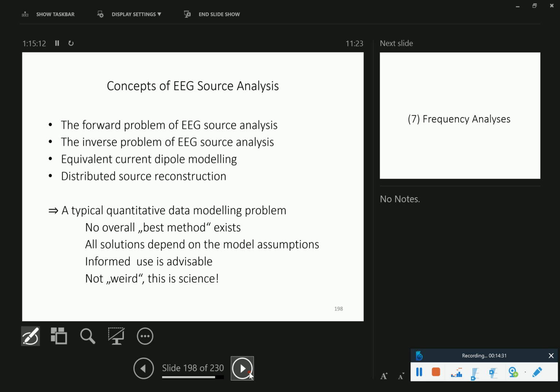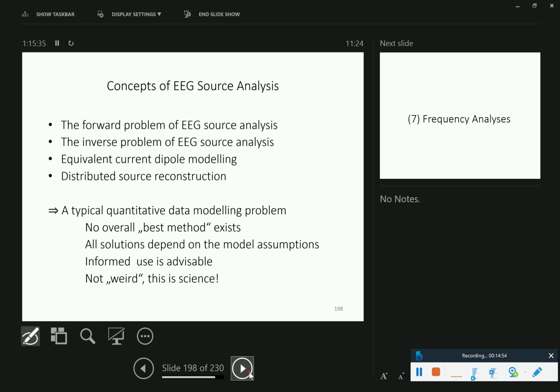All solutions depend on the model assumptions. That's always the case. These are data models, and of course, what you put in terms of your assumptions about conductivity in the forward problem determines what you get in terms of your activations from the EEG data. And also here, like with all things, like pre-processing, as we discussed last time, informed use is advisable.